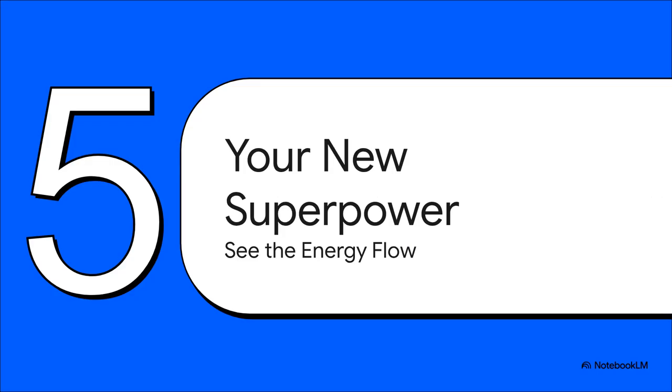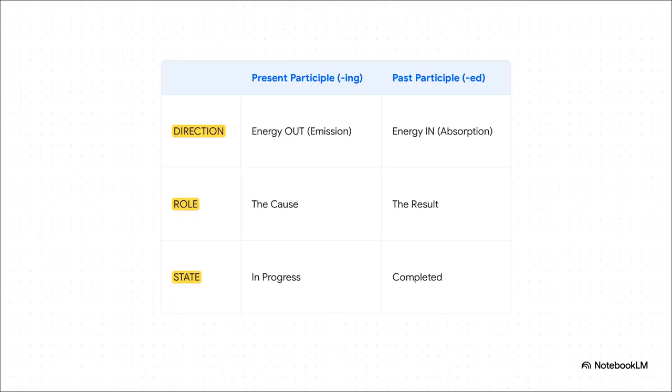So what does this all mean? It means you now have a brand new way of looking at these words. Think of it like a grammar superpower. You don't have to memorize long lists of words anymore. You just have to ask yourself, which way is the energy flowing? Let's just put it all together in one simple little chart. For ing, the energy is flowing out. It's the cause, and it describes something in progress. For ed, the energy flows in. It's the result, and it describes a state that's completed. It's always rock star versus sponge.